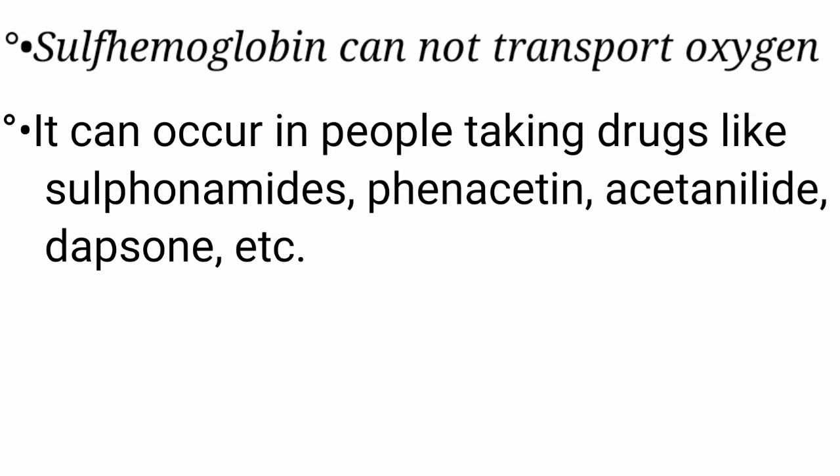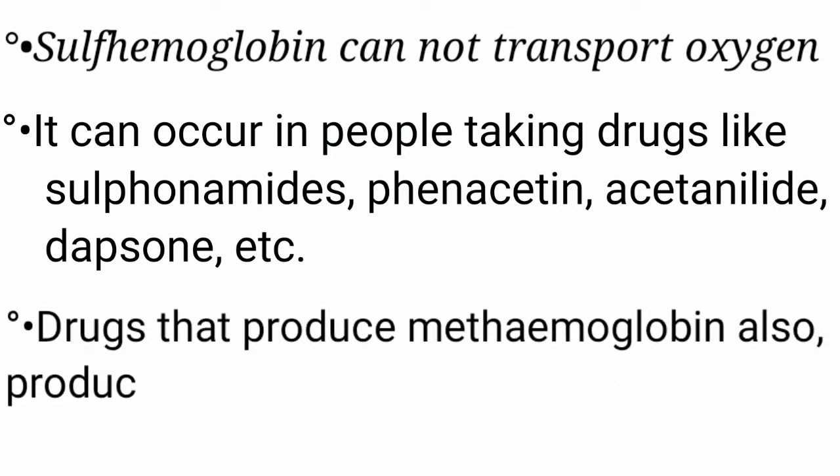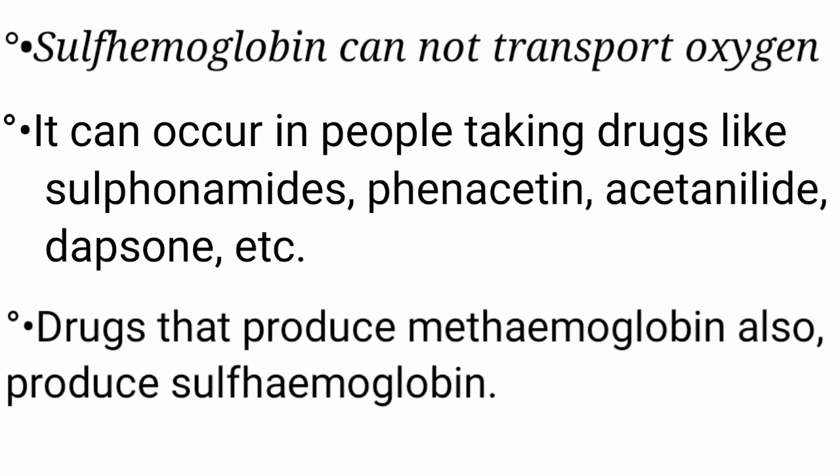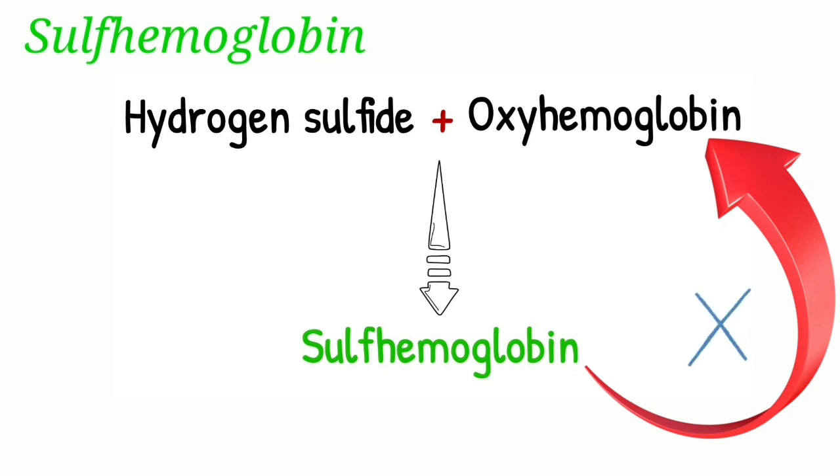So drugs producing methemoglobin also produce sulfhemoglobin. Sulfhemoglobin and methemoglobin are often present at the same time in these patients. Patients with even a mild degree of sulfhemoglobinemia show cyanosis. This sulfhemoglobin cannot be converted back to oxyhemoglobin.